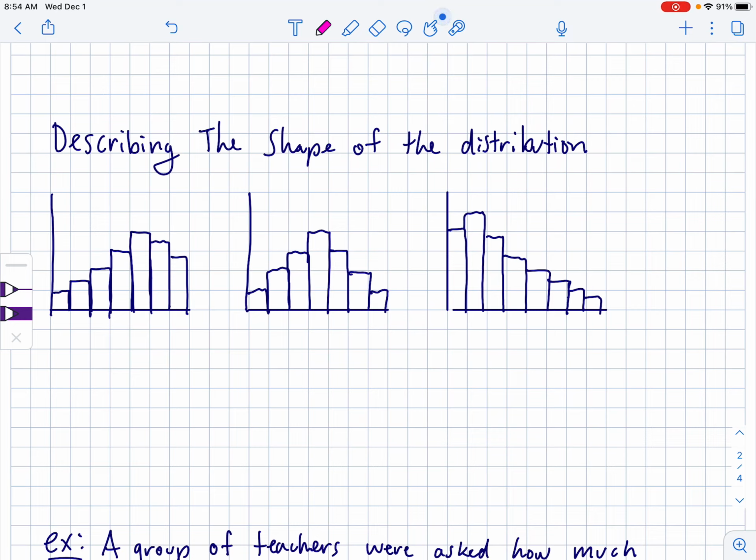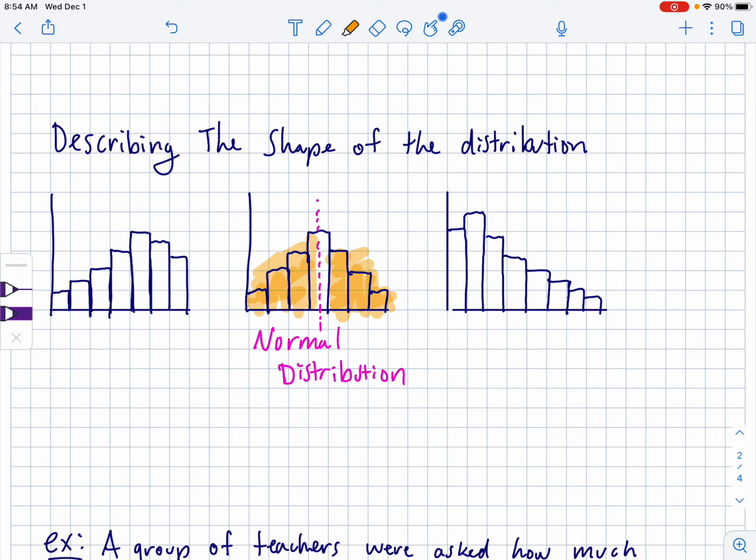Now, I have 3 histograms for you here, and you can describe the shape of these distributions. First of all, let's go straight to the one in the middle. This is called a normal distribution. Please notice that it is symmetrical. Symmetrical means if I was to split it right down the middle, I could fold it in half, and this half is going to match up with this half, mostly.